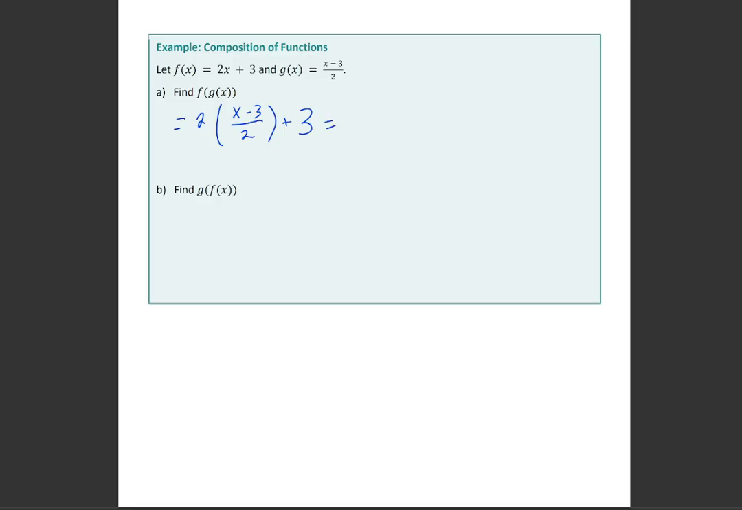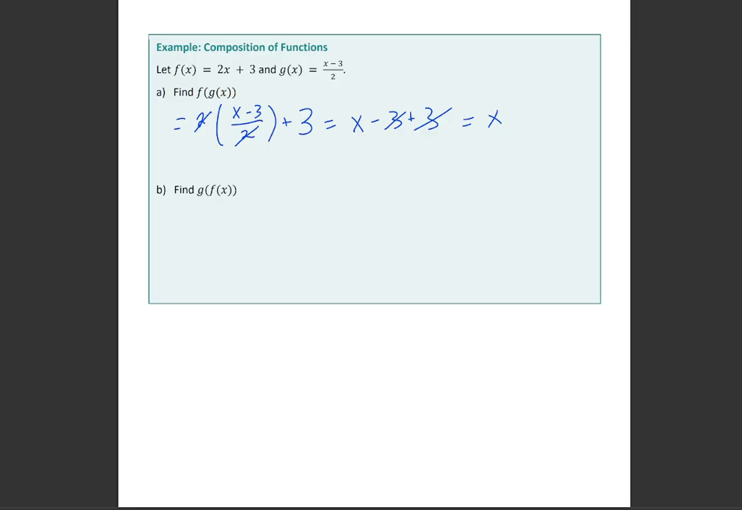Okay, so now let's simplify. I have a times 2 on the outside that's going to cancel with my 2 in the denominator. And I get x minus 3 plus 3. And the minus 3 plus 3, of course, cancels, and I just get x. So f of g of x simplified all the way down to just x.